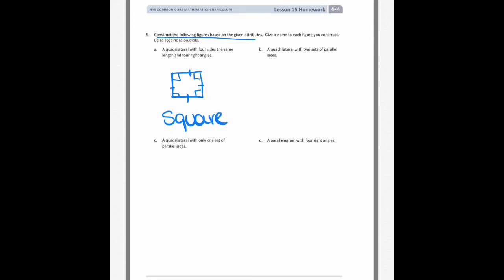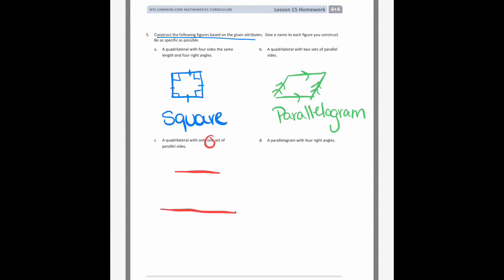Alright, B says a quadrilateral with 2 sets of parallel sides. Really, that could be a square, it could be a rectangle, but it also could be a rhombus, which are all types of parallelograms, because it has 2 sets of parallel sides. Okay, C. A quadrilateral with only one set of parallel sides. The only thing that could be is a trapezoid. Now, trapezoids can look different ways, but it should only have one set of parallel sides.